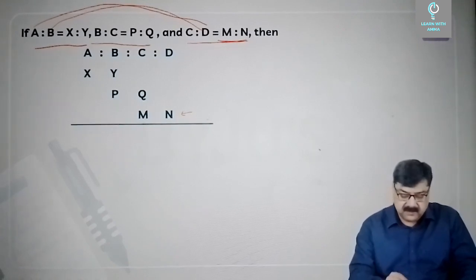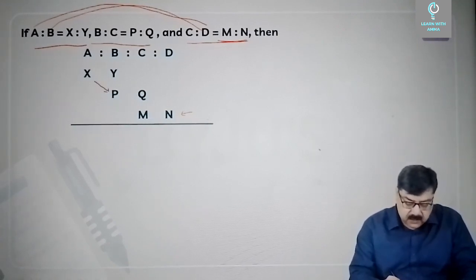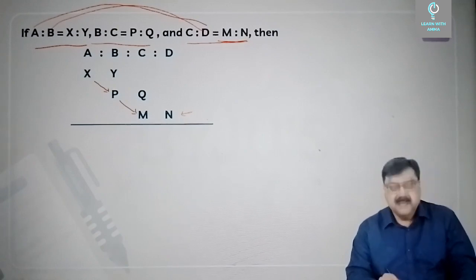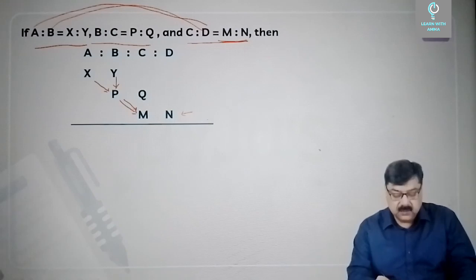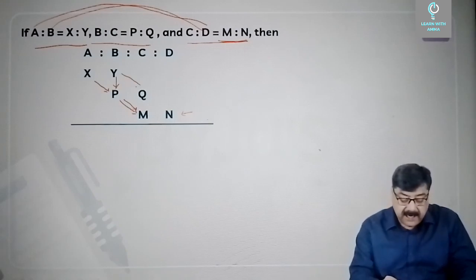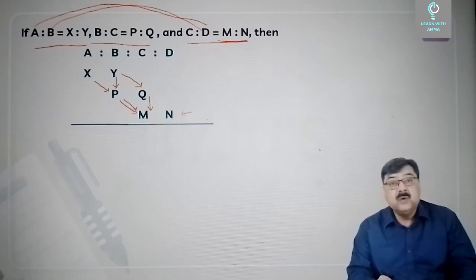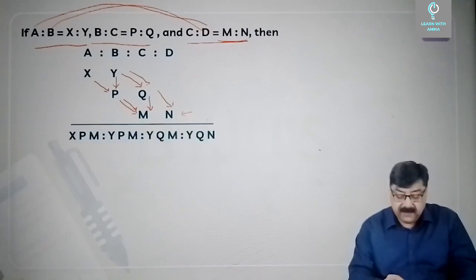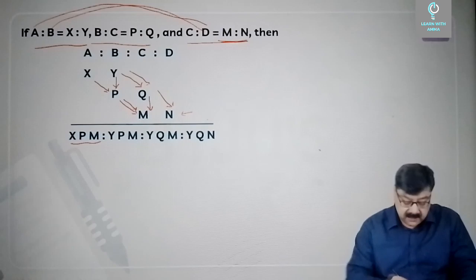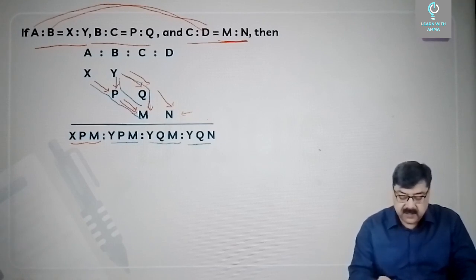Now, the very first term for A is going to be x into p into m. The next one, y into p into m. The next one, y into q into m. And the next one, y into q into n for D. So what you have here is xpm, then ypm, then yqm, and then finally yqn.